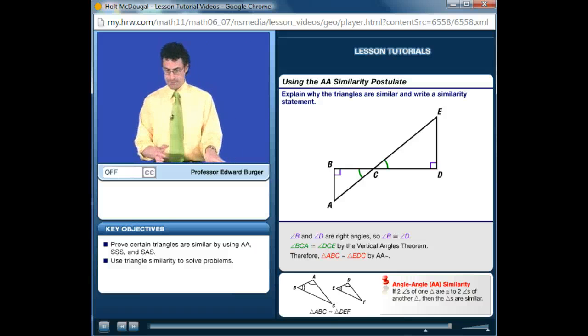Similar. Okay. Let's just think about that. Similar triangles just by angle, angle.